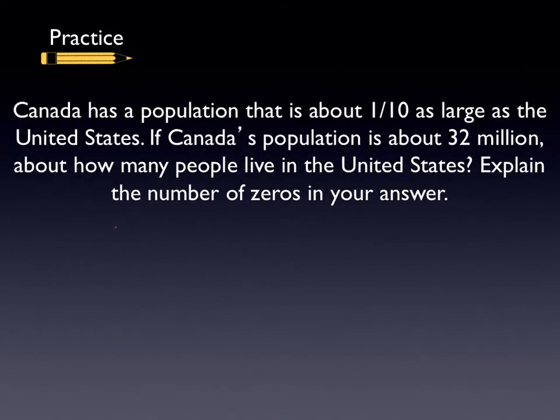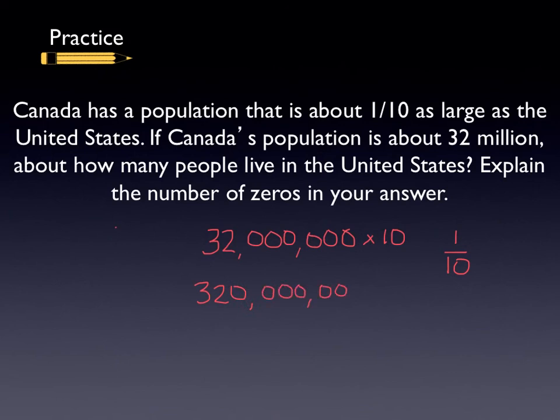All right, Canada has a population that is about 1/10 as large as the United States. Canada's population is about 32 million. About how many people live in the United States? So let's look at 32 million. Canada is about 1/10 of ours. So that means we're going to need to multiply by 10 to find out about how many people live in the United States. So what we've learned from some mental math here is that we're just going to add an extra 0. And so there's about 320 million people that live in the United States. I've added 1 zero because of the 1/10 here at the end.